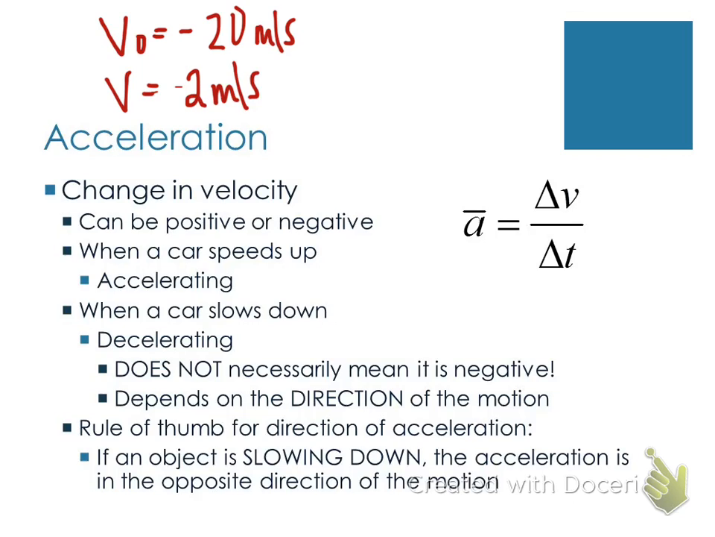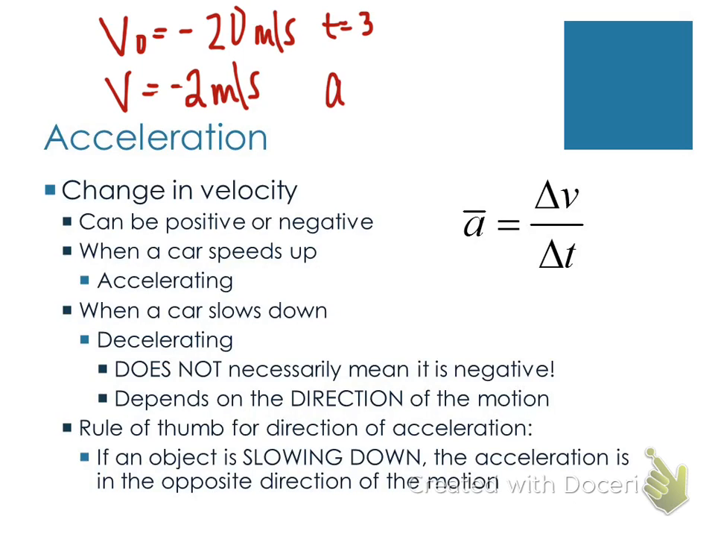Even though it appears that -20 is a larger negative number, we're moving 20 meters per second, but we're moving in the negative direction. So we're moving at a quick rate, we're just moving backwards, okay? So now we're moving at 2 meters per second as our final velocity, and it's still in the negative direction. Let's say that it took us 3 seconds to do that.